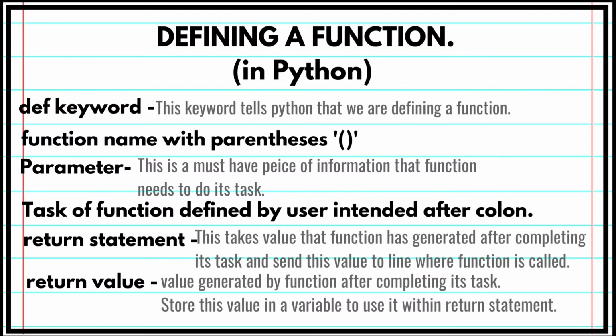The task of a function can be anything: making a simple string like hello, username, and returning it, or performing complex mathematical calculations, or running a conditional check and then returning a value. The value returned after the function has performed its task is stored inside a variable, and that variable is used within the return statement. The return statement sends this value to the line where this function is called.